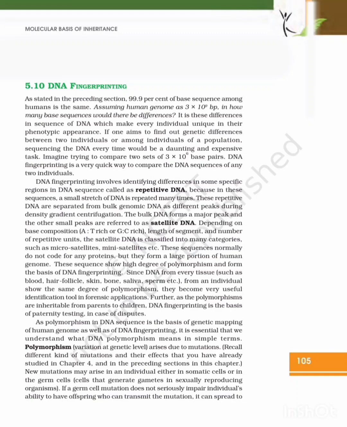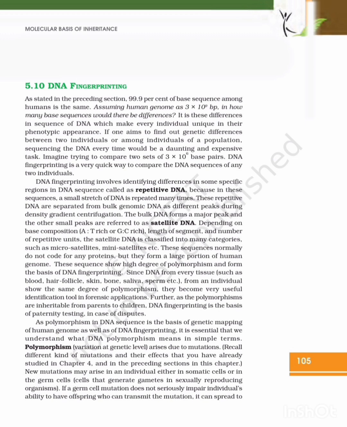DNA fingerprinting. As stated in the preceding section, 99.9% of the base sequence among humans is the same, assuming the human genome is 3 × 10^9 base pairs. In how many base pairs would there be a difference? It is the difference in the sequence of DNA which makes every individual unique in their phenotypic appearance.